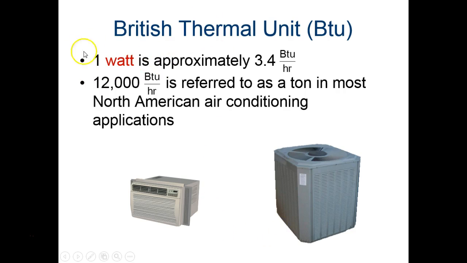1 watt, which you might remember from electricity, is a unit of power, but it's also used in thermal power, and it's approximately 3.4 BTUs per hour. And 12,000 BTUs per hour is a ton in most North American air conditioning applications. So you'll see a ton also if you look at air conditioners in addition to BTUs per hour.